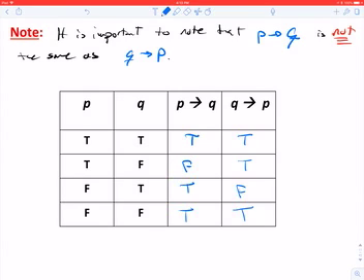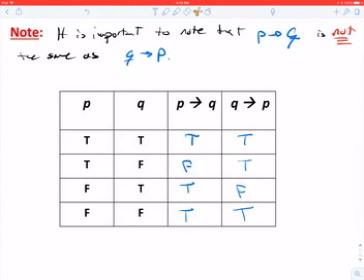So just for that second one, when we did Q, we said Q implies P. We're saying true implies true is true, false implies anything is true, true implies false is false, false implies anything is true. That's how we did this last column over here.